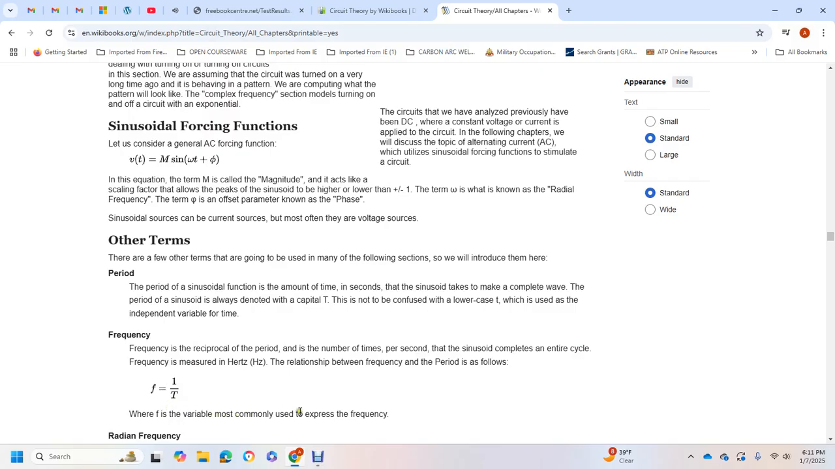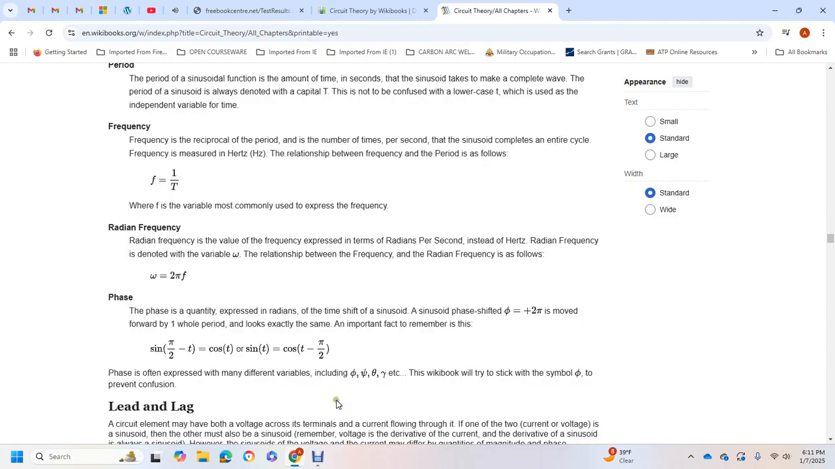Sinusoidal wave, the most commonly used expressive frequency, radio frequency. Radian frequency is the value expressed in radians per second instead of hertz. Radian frequency is denoted by the variable omega, with the relation to frequency: omega is equal to 2 times pi times the frequency.